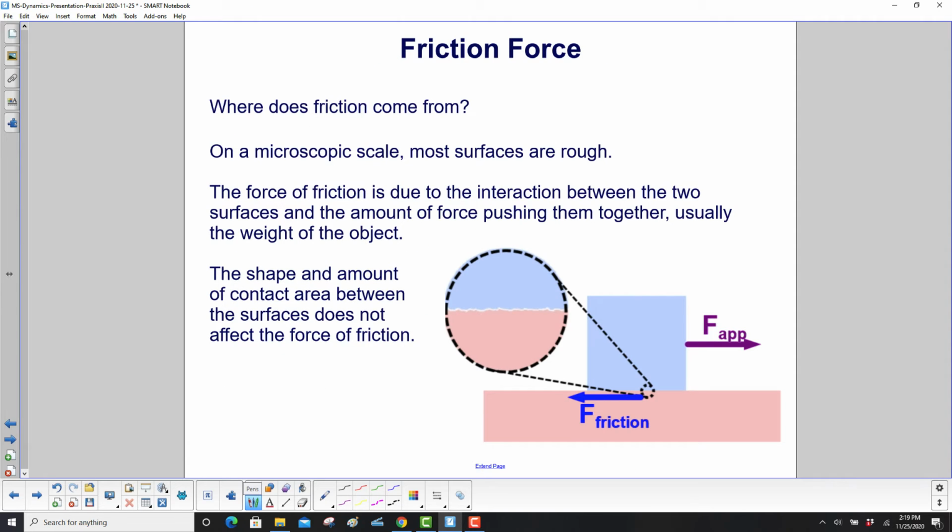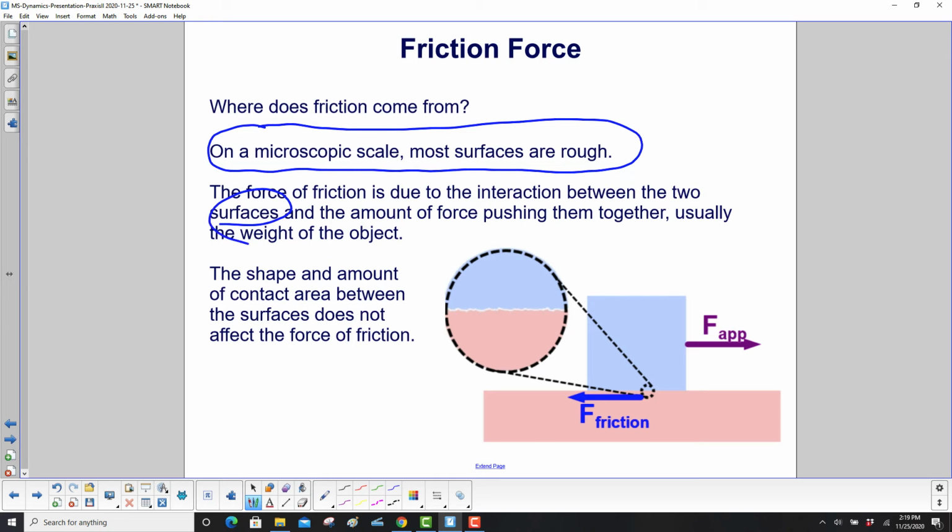Where does friction come from? On a microscopic scale, most surfaces are rough. And remember the sandpaper from a couple slides ago? There you don't need a microscope. You can see that it is a very rough surface. The force of friction is due to the interaction between the two surfaces and the amount of force pushing them together, usually the weight of the object. So you can kind of see in here how it's not just perfectly straight, it's a little bit jagged.